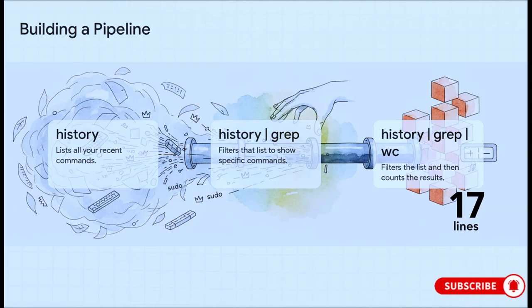Okay, final step. Let's pipe that filtered list over to wc -l, which is a little utility that just counts lines. And boom, in one single line, we've asked and answered the question, how many admin commands have I run recently?